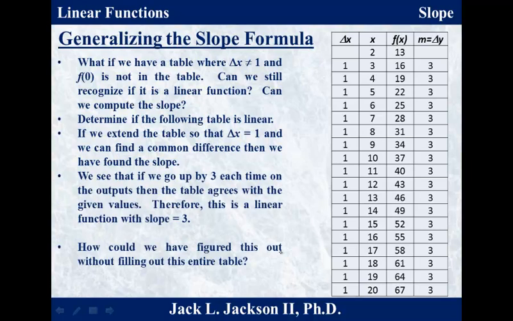So if we fill this in, look, it does work. Delta y is 3 every time. 13 plus 3 is 16, plus 3 is 19. That checks. 19 plus 3 is 22. 22 plus 3 is 25. 25 plus 3 is 28. I believe that was one of the ones we had. And so forth, and you see that it works all the way up and down. So in fact, this is a linear function with a slope of 3.